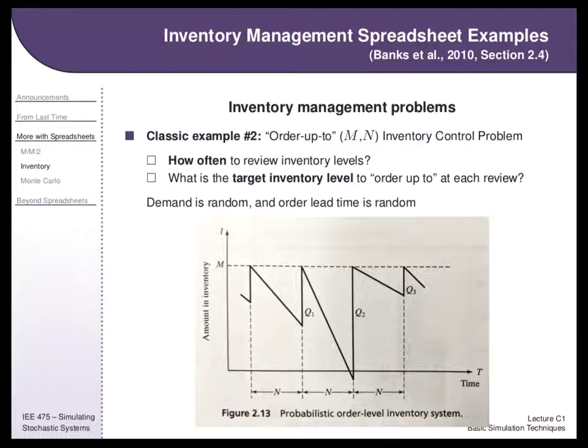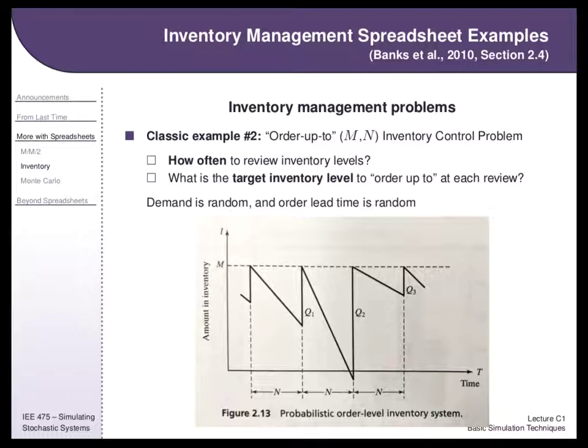So this becomes more complicated. It seems simple, I just need to have two variables, how often do I check and what's my regulated inventory level, but it's complicated to figure out how we come up with these numbers. And so we can do that in simulation.